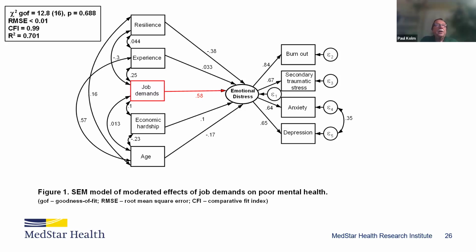Our chi-square is almost 13 with 16 degrees of freedom, so that's getting pretty close. It's not significant. We have a small mean square error, and the R squared is 0.7, which is decent. So this was the final model that we actually ended up with. So you can see that we go through a lot of iterations to come up with our best fitting model that describes our data.